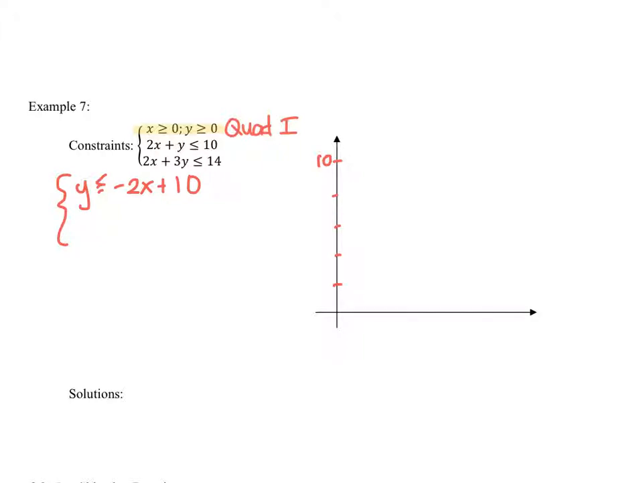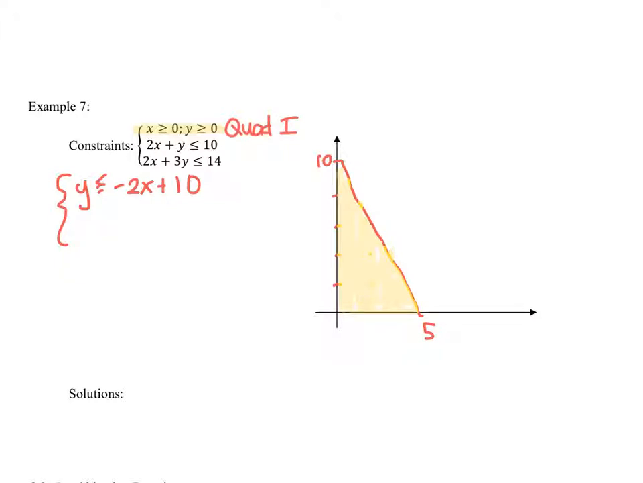And then the slope is counting down 2 and over 1. So down 2 over 1, down 2 over 1. When you come down, you're going to hit at 5. But we are only shading below and within quadrant 1, so don't extend beyond in your shading. Make sure that you are staying within that triangular area.